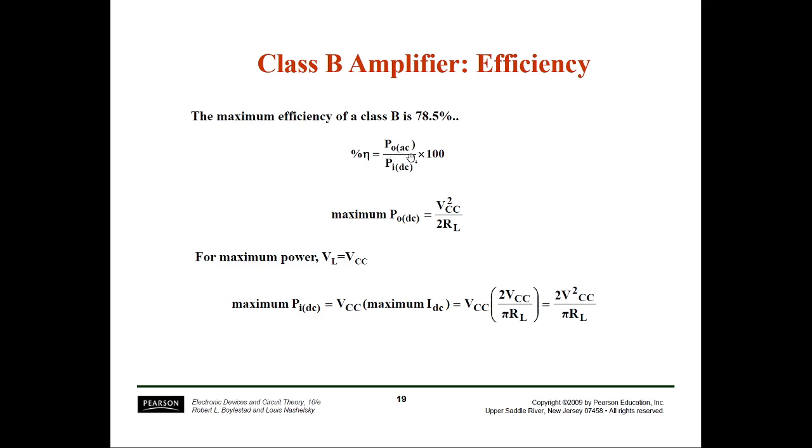Efficiency is given by AC power output divided by DC power output into 100%. The maximum AC power output is given by VCC square divided by twice RL, when the load voltage VL is equal to VCC. That gives the maximum power. The maximum DC power is VCC into maximum IDC, which is twice VCC divided by pi, since pi comes from the 180 degree conduction, into RL. Multiplying, it gives twice VCC square divided by pi RL.